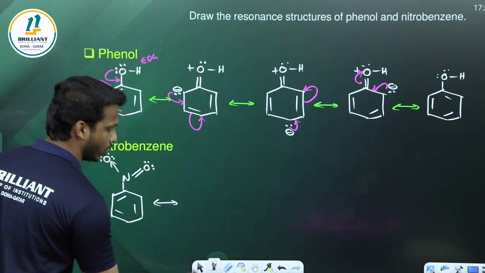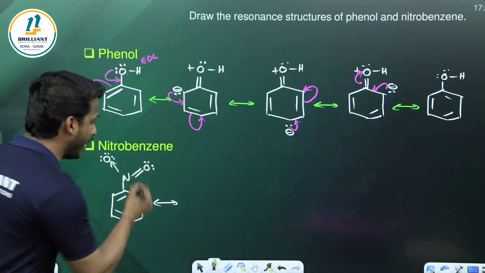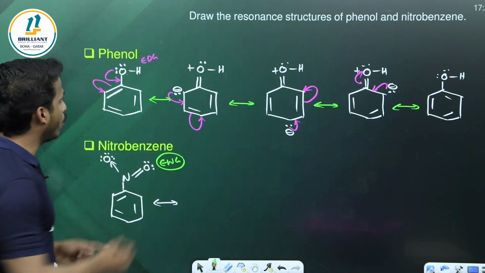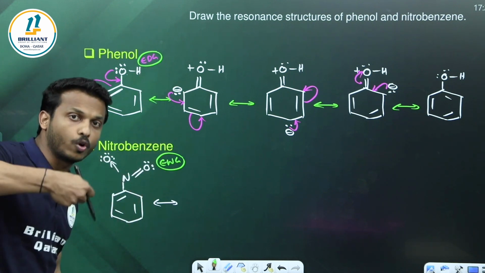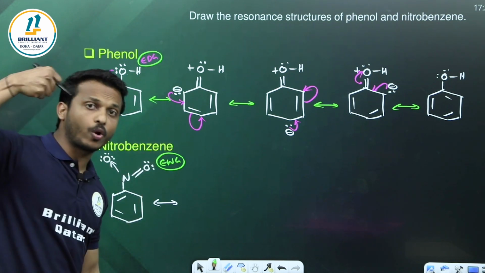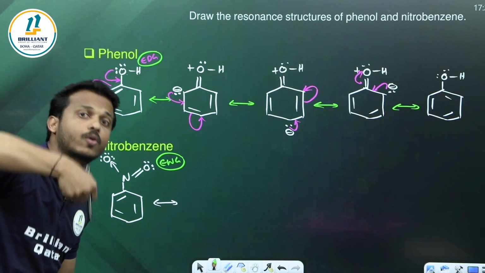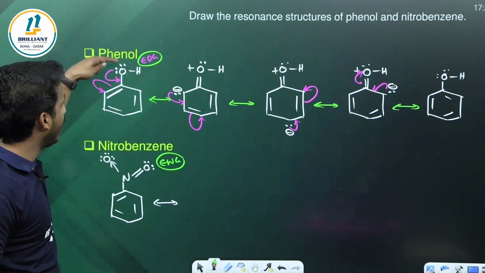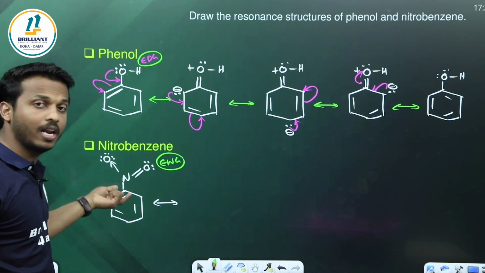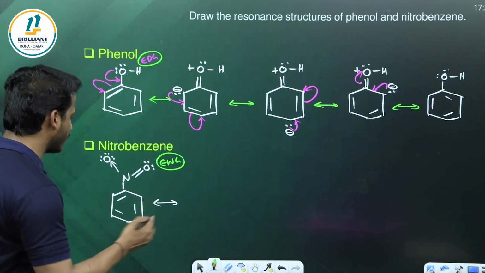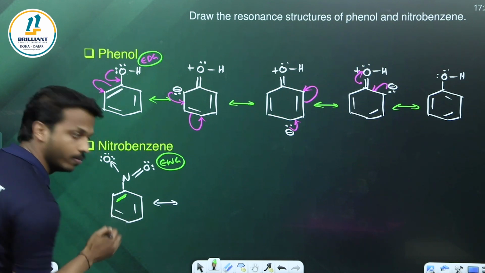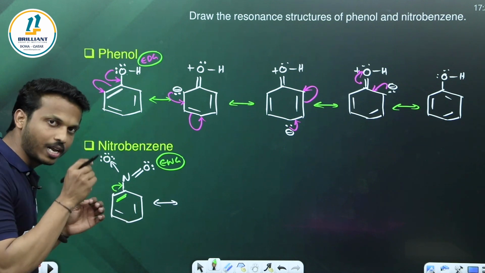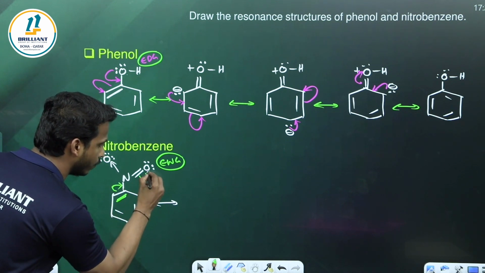Let me draw the resonance structure. You know that the nitro group we studied under electron withdrawing groups, right? The OH group is an EDG, and this nitro group is an EWG. So if electron withdrawing groups are on benzene, they will take electrons from the benzene ring. What is the difference between these two effects? Here electrons are given to the benzene, here electrons are taken from benzene. So what is the first shift? You know, one bond equals 2 electrons, right? This bonded electron shifted here, and this one shifted to oxygen.